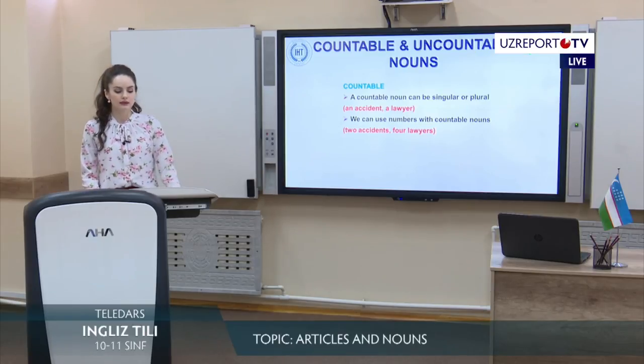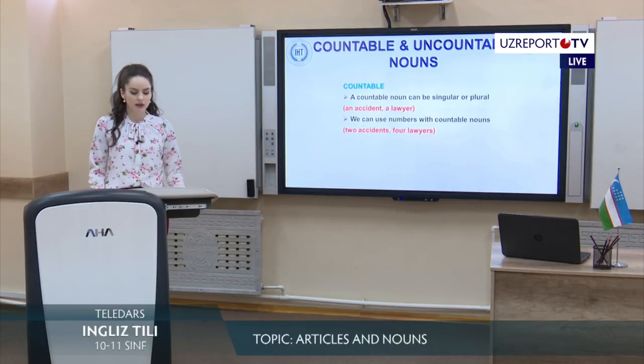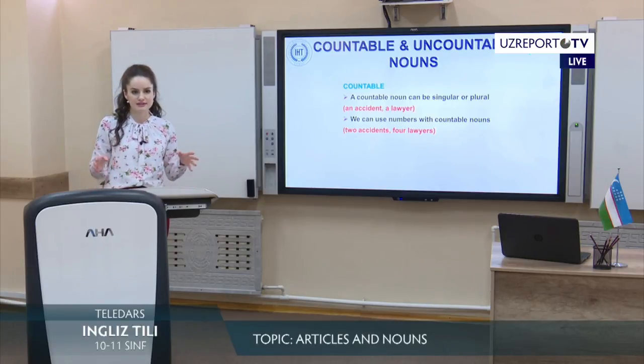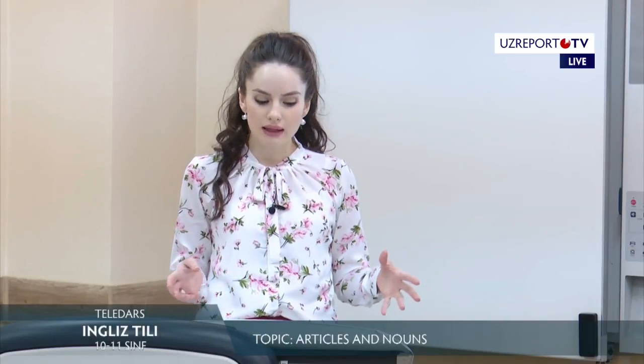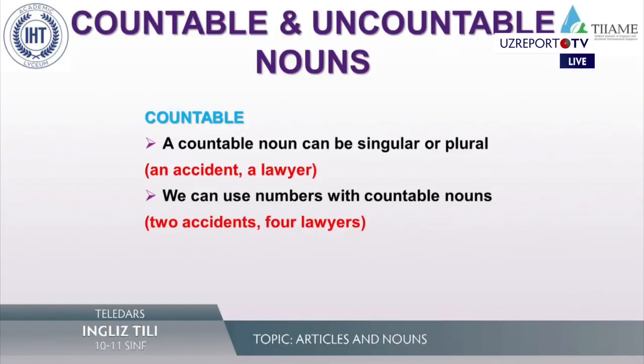So, countable and uncountable nouns. Countable nouns, it's a really simple topic. You know this topic from your school times maybe, but I would like to make a revision, and after that you will go to more advanced information. So, a countable noun can be singular or plural. It's clear, we may count it. Examples are an accident, a lawyer, we may count. Or we can use numbers with countable nouns. It's also obvious because we may count. We should say how many things we have.